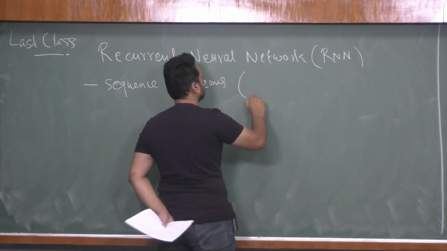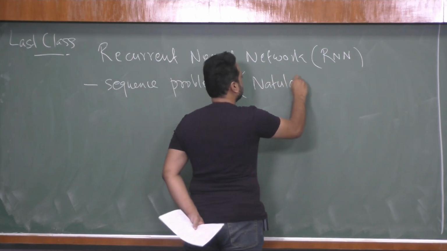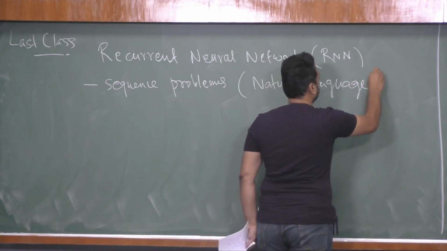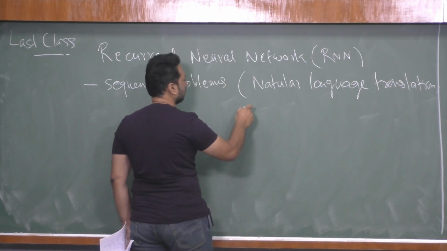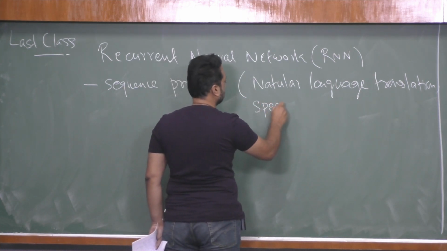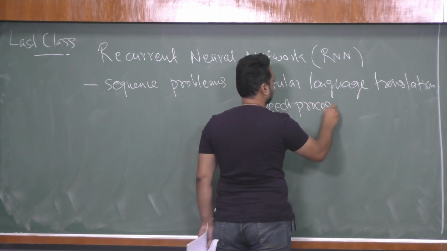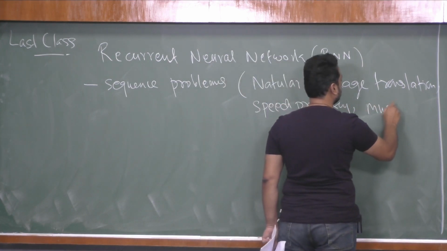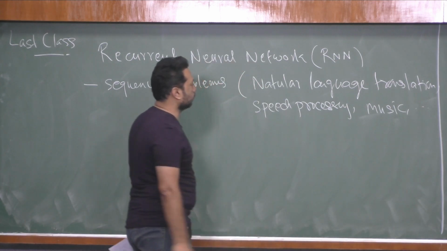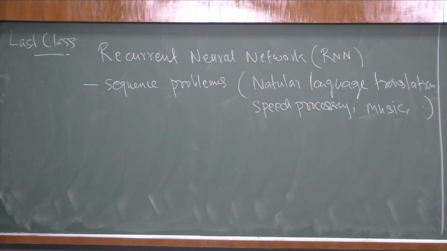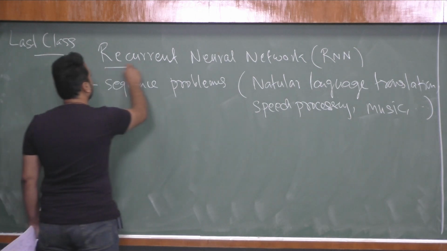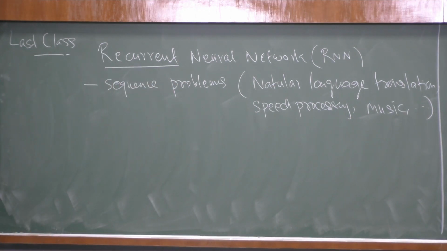So this means natural language translation. It could be used in speech processing, music processing, and so on. Stock prices even. So basically, any data that has some sequential nature, RNN could be employed. Because of this recurrence structure, it's also an autoregressive process in the sense that from x0 we get x1, then we get x2, and then we get x3, and so on.